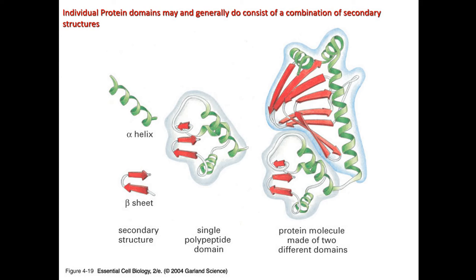Okay, so protein molecules are made of two different domains. In the third figure you can see the protein consists of two different types of domains. Each domain consists of helical structures and beta pleated sheets. In the green color you can see the helical structures, and in the red color you can see the beta pleated sheets.